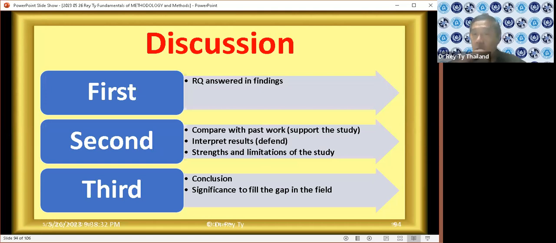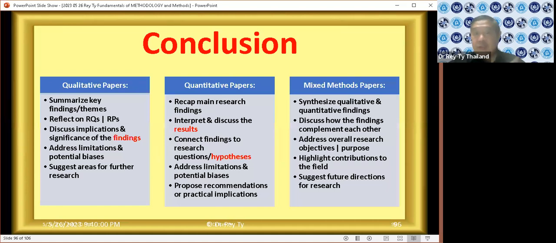Okay, so go back and compare with the past work. Are you able to defend the past work, or do you have a new finding? And you should admit your paper's limitations, and then others can proceed from your paper. And there are three types of conclusion, depending on the type of paper you're writing. For a qualitative paper, you summarize your findings, research question 1, research question 2, and so on. And then what are the implications?